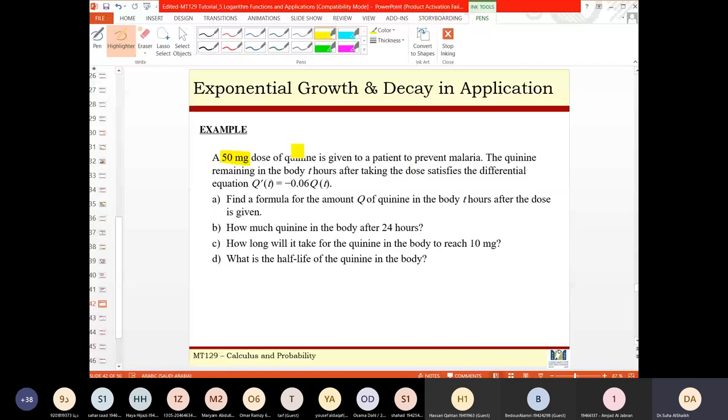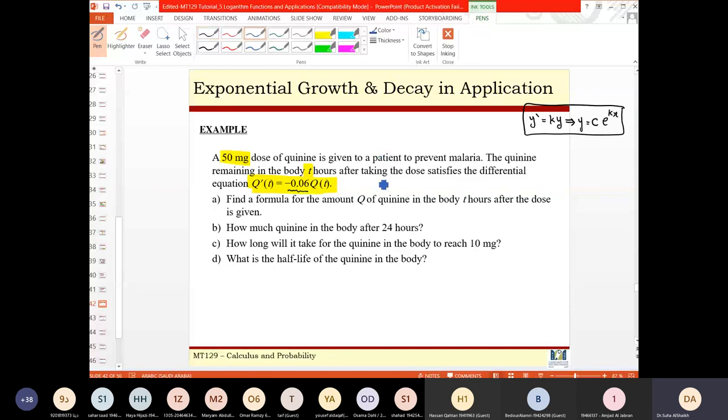So the quinine that remains in the body T hours after taking the dose satisfies this differential equation. You always have to keep in mind this differential equation: when y dash equals k times y, the solution of this one is y equals a constant c exponential of kx. Okay? They are giving me this differential equation: Q dash of T equals a constant. The constant is minus 0.06, which is the K, times Q of T.